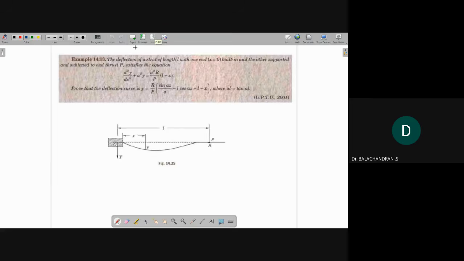Okay, second problem. I think it is visible; otherwise, I will read again. The deflection of a strut of length L with one end x equal to 0 built in, and the other supported and subject to the end thrust capital P, satisfies the equation d square y by dx square plus a square y equal to a square R by P into L minus x.